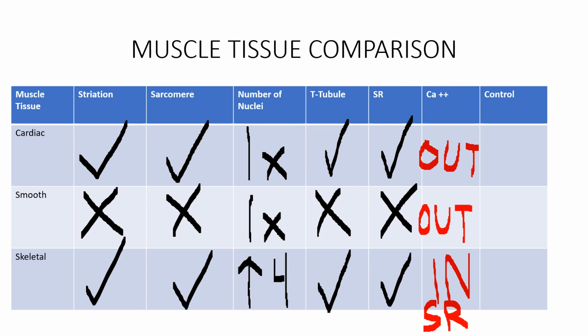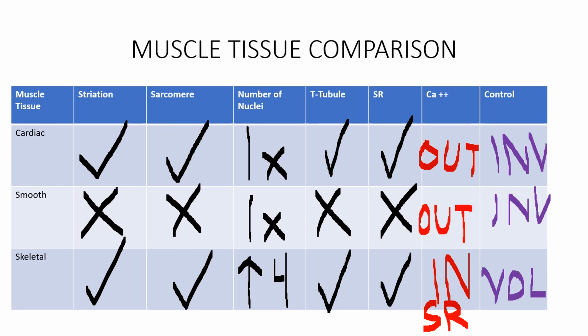And then control-wise, we know that cardiac muscle is involuntary, not in our control. Smooth muscle also involuntary. And skeletal muscle is voluntary. So make flashcards or study this table. Make sure you can do this table on your own from a blank slate, and you should understand and be good with all the different similarities and differences.